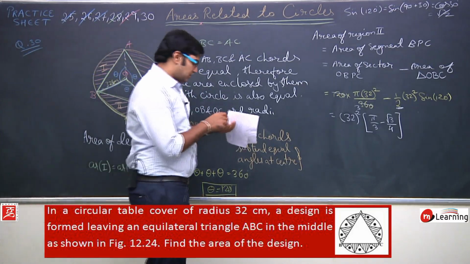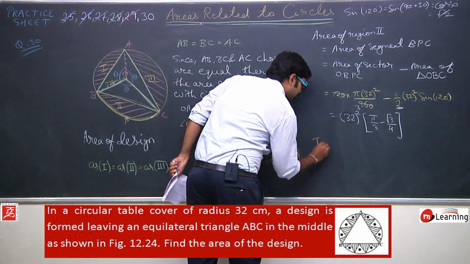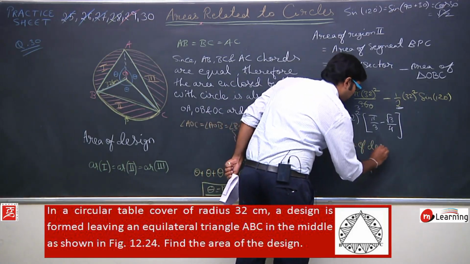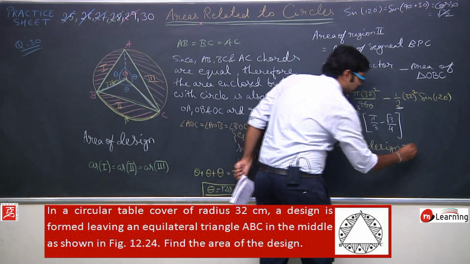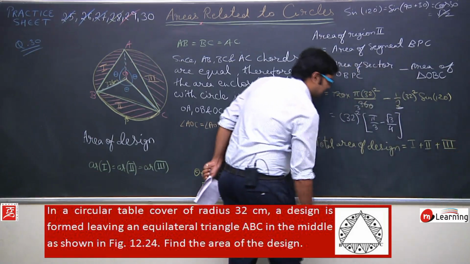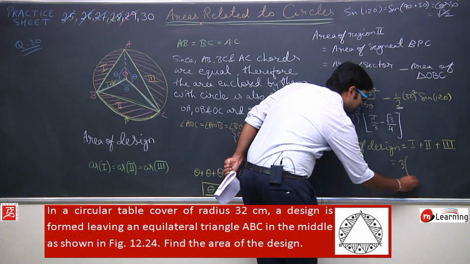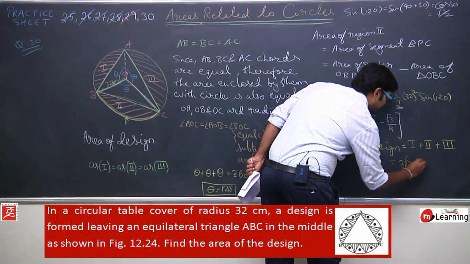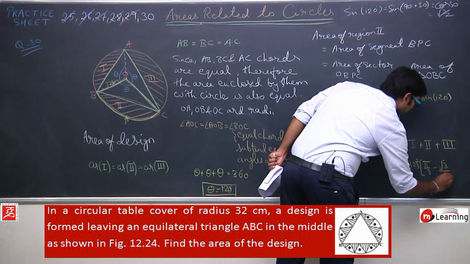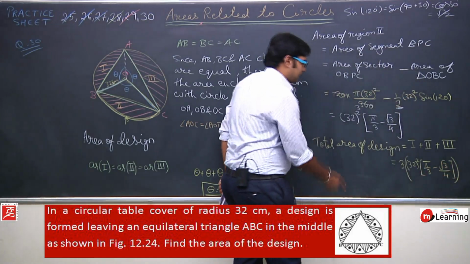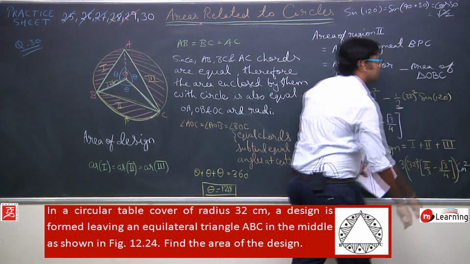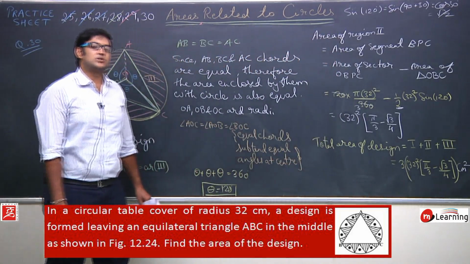So I will say that the total area of the design is equal to the area of region 1 plus the area of region 2 plus the area of region 3, that is 3 times 32 square into the bracket pi by 3 minus root 3 by 4. This will be the total area of the design, in centimeter square. Okay, in centimeter square, this is the most important.